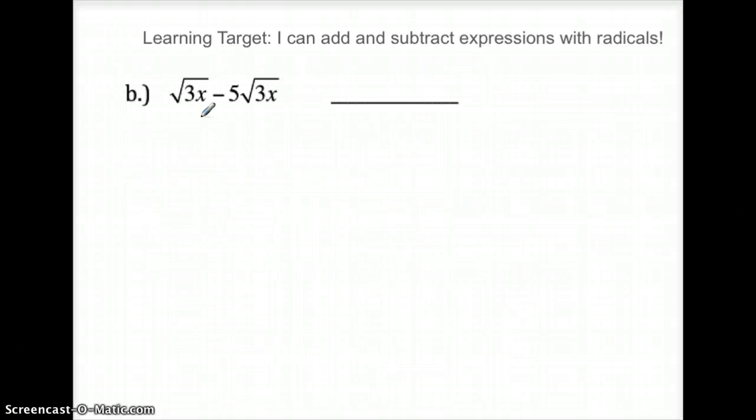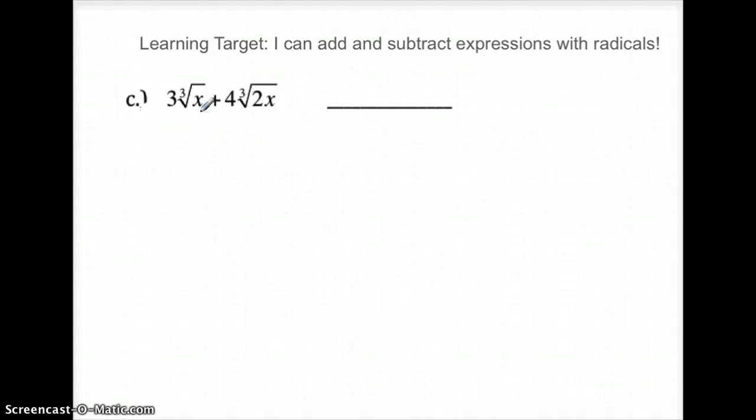In example B, are they like terms? Square root of 3x, square root of 3x. Yes, the houses are the same and they have the same stuff underneath, but there's no number in front of this first one. Well, yes there is. There's a 1. So all we're doing is 1 minus 5, which gives us negative 4 square root of 3x.